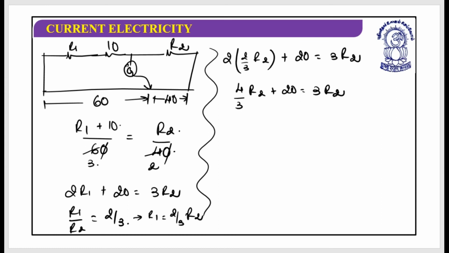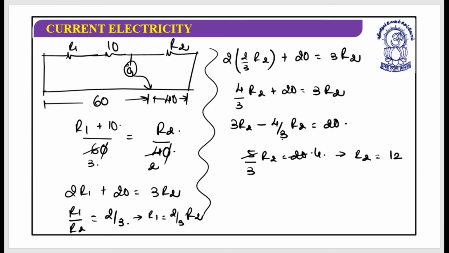So 3 R2 minus 4 by 3 R2 should be equal to 20. 3 threes are 9, 9 minus 4, which is 5 by 3 R2, equal to 20. So R2 would be equal to 12 ohm. When R2 is 12 ohm, R1 could be written as 2 by 3 multiplied by 12, which is 8 ohm. So R1 is 8 ohm, R2 is 12 ohm.